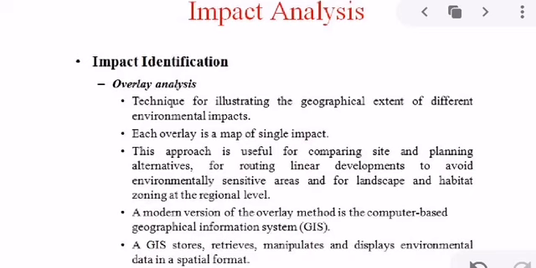Okay, the use of GIS for EIA purposes is not as widespread as commonly imagined. The main drawbacks are lack of appropriate data and the expense of creating a usable system. So that's all about overlay analysis and GIS, geographical information system.